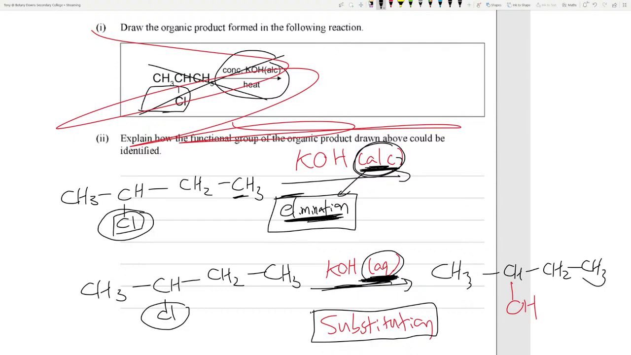So in this case, this is an elimination reaction. You need to understand that this Cl has to go, and when this Cl goes, then we need to look at the possibility.